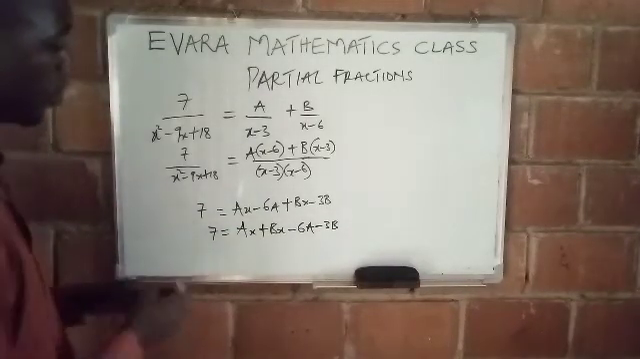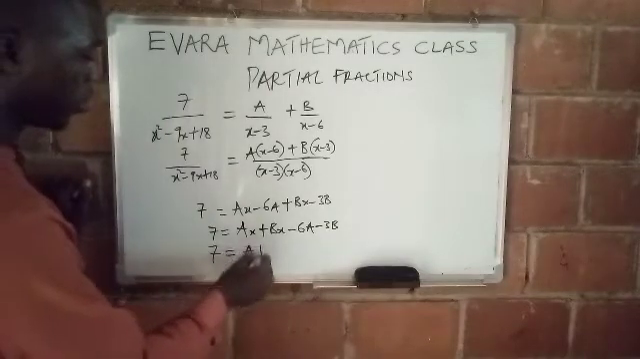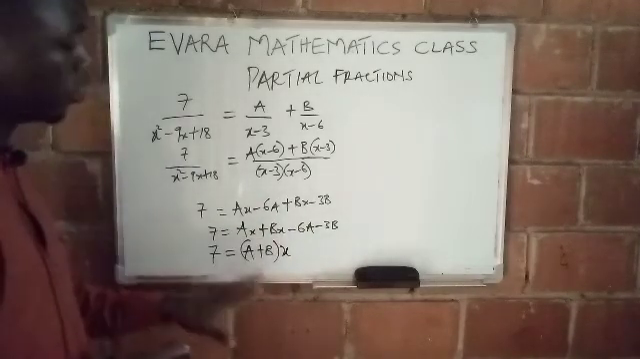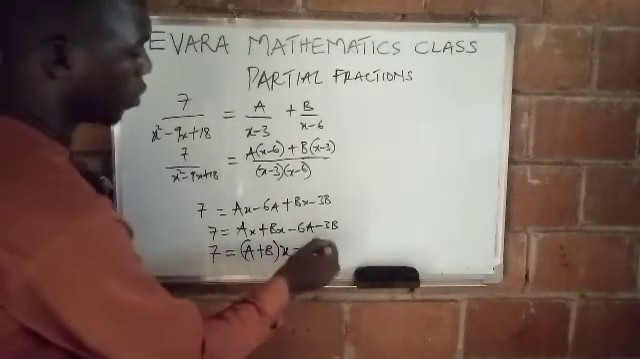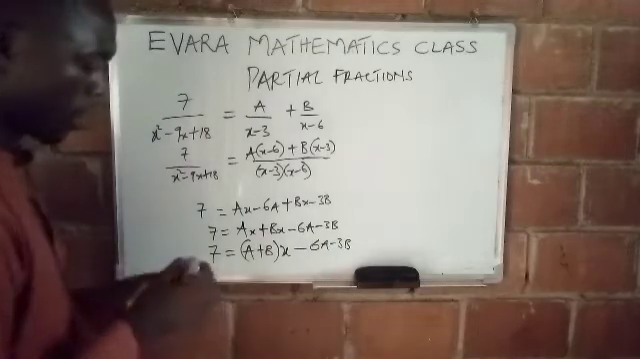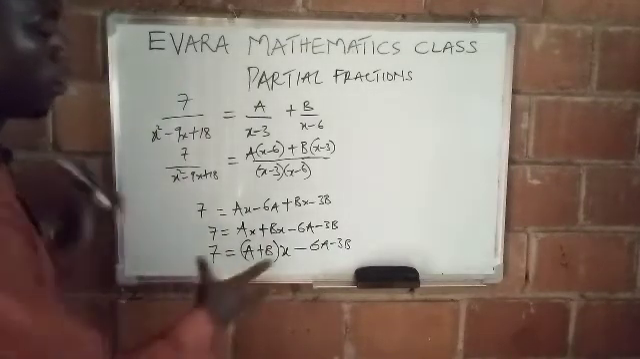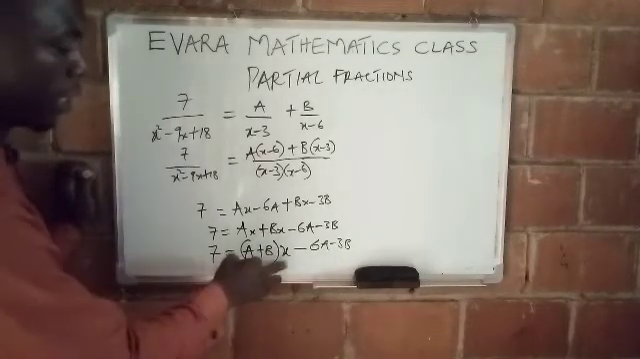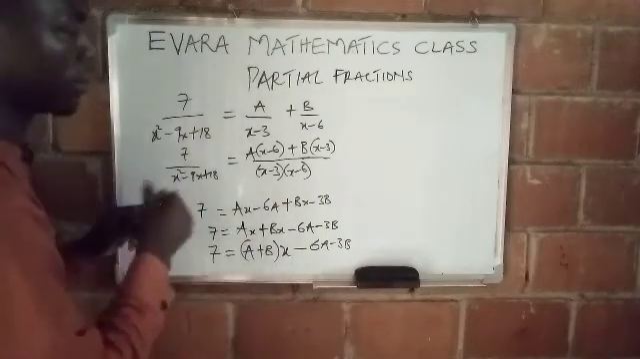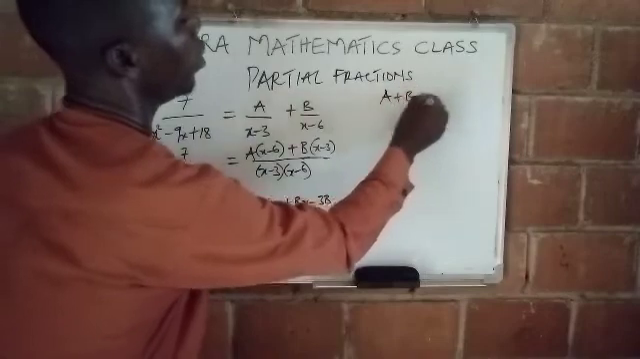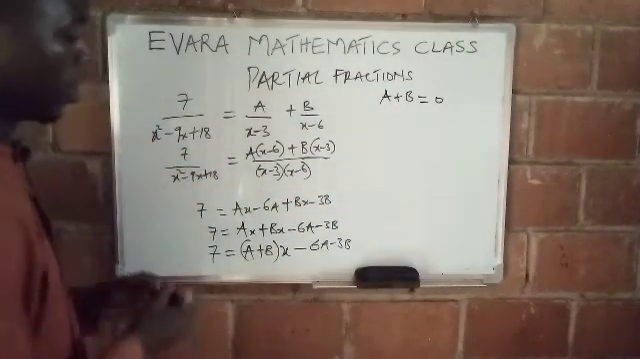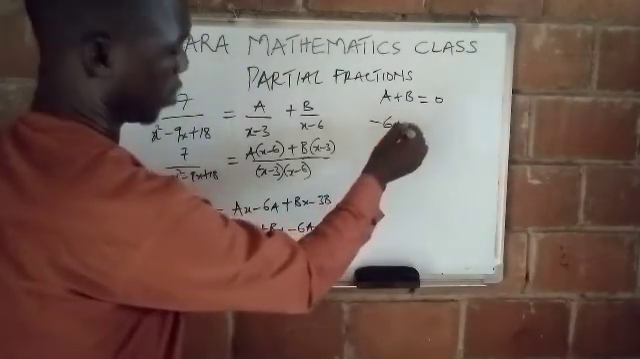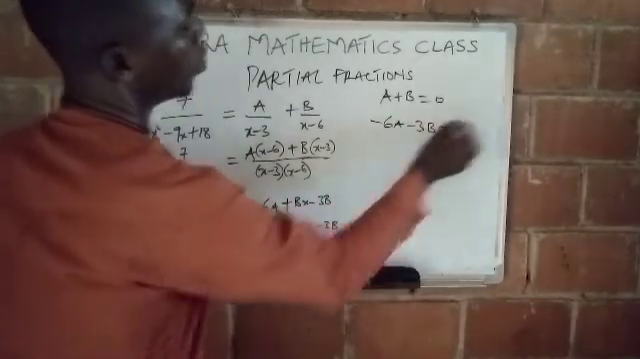So now we have 7 equals, don't forget, x is common to both of them, so we'll bring it out. Then we have minus 6A minus 3B. With this now, we can see that if you compare the left hand side with the right hand side, in this left hand side, there is no term carrying x. So since there is no term that carries x, it means A plus B is equal to what? 0. And this is a constant. These ones too are constants. That is minus 6A minus 3B is equal to 7.